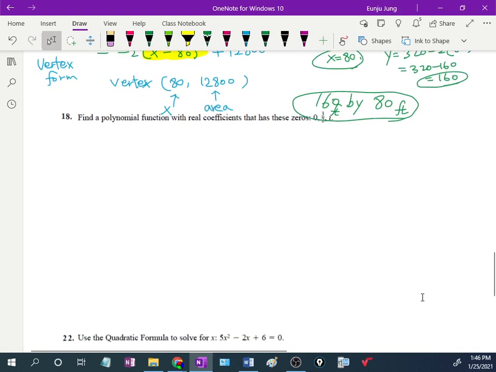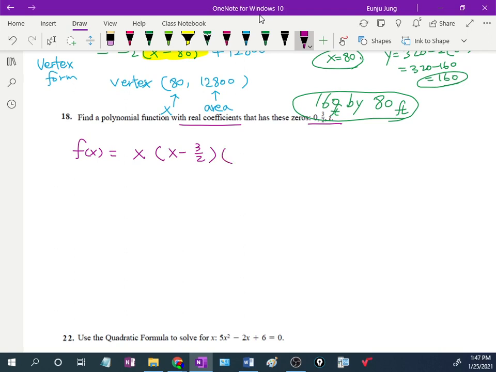Question number 18. In Algebra 2, we talk about polynomials a lot, and now we are looking for a polynomial function with real coefficients that has zeros like these. So let's write this in factored form. Let's name the function f of x. First, the zero is 0, so I can say x minus 0, or I can just say x, right? Who's writing x minus 0 as a factor? So let's go with x. From 0, I have x. From the next number, 3/2, I have x minus 3/2, right?